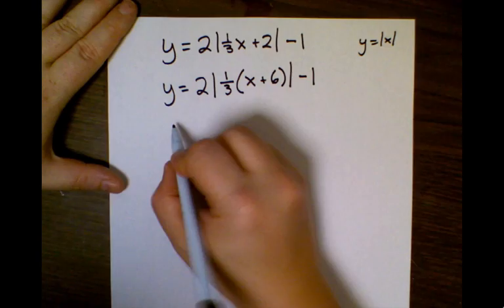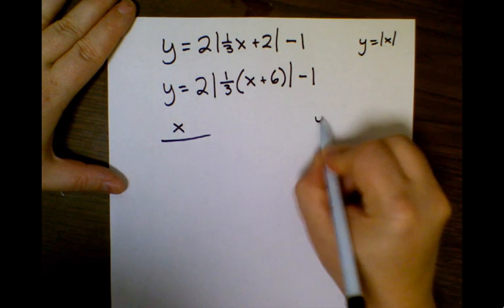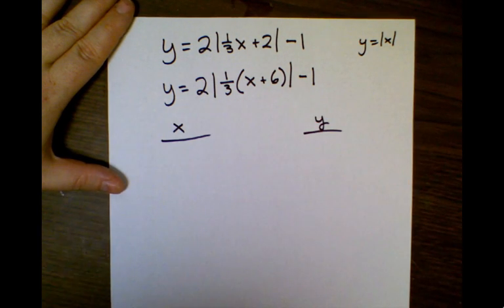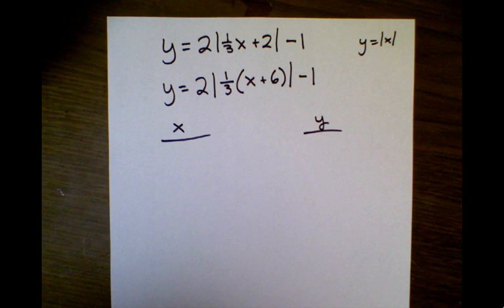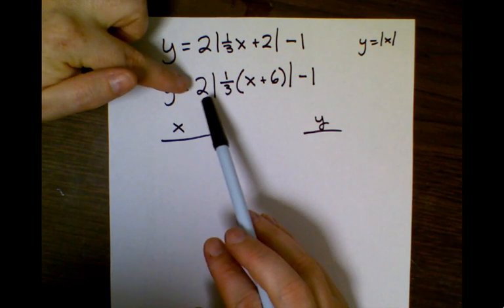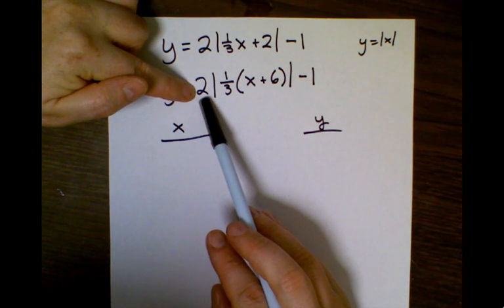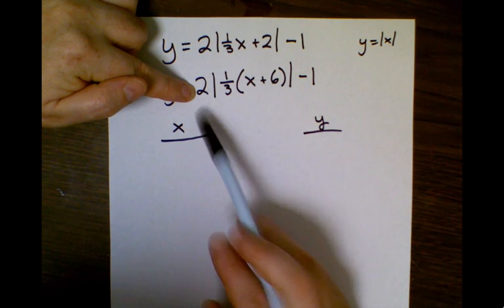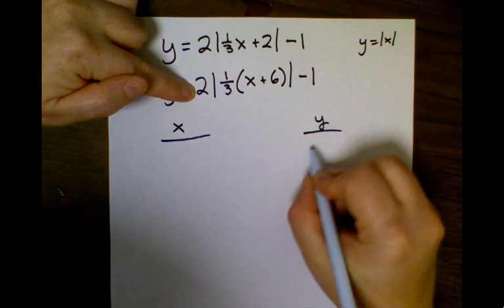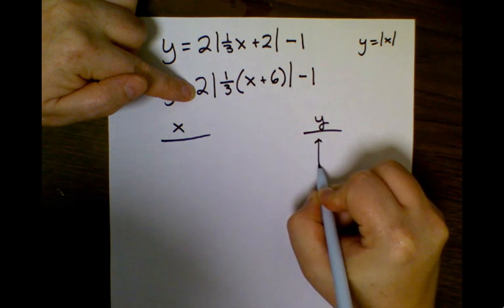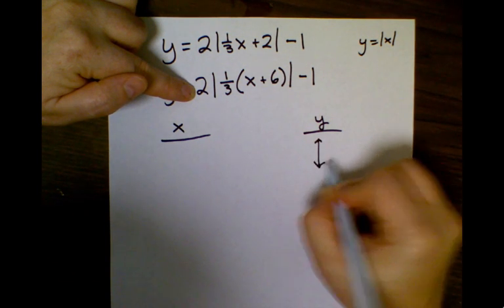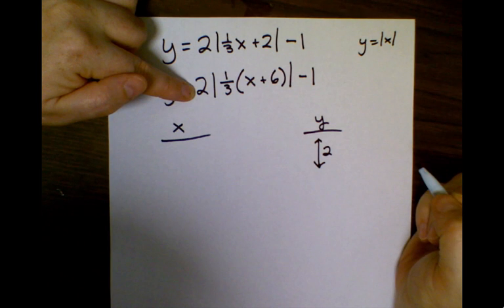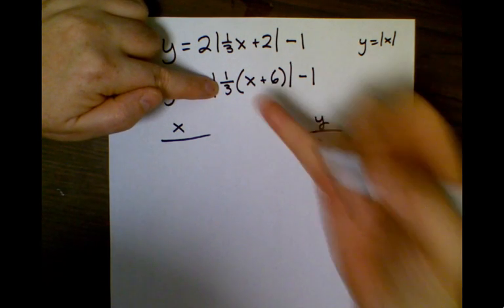Alright, so I'm going to make a list of my transformations, and I'm going to separate it into x and y so that it's going to be easier for me to graph. So first of all, this 2 is on the outside of my function, so it belongs to y, and so that's going to be a vertical stretch by 2.